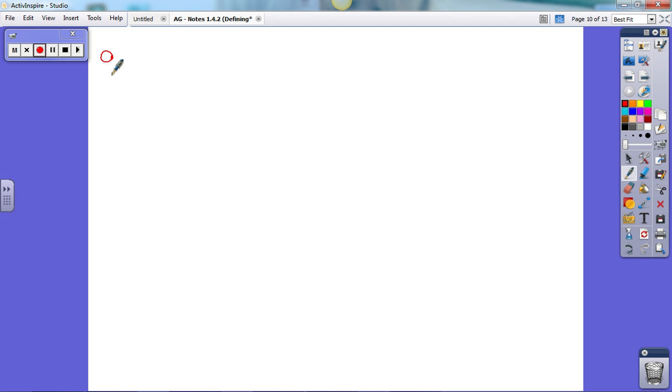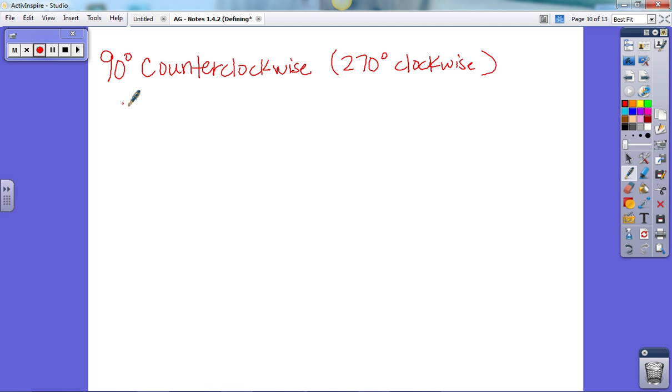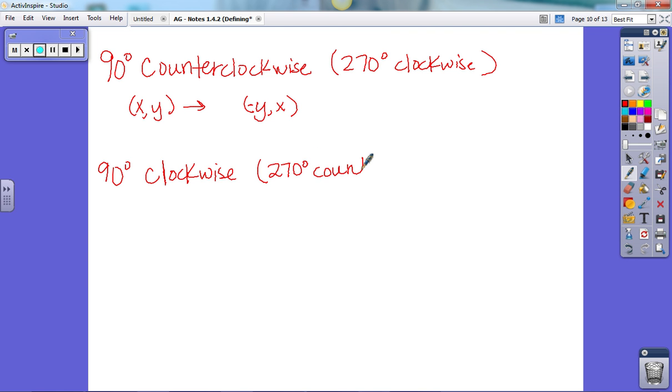rotation rules. For 90 degrees counterclockwise, which is the same as 270 degrees clockwise, if you recall, the rule for that is to take my point and to switch the order and make the first one negative. For 90 degrees clockwise, which is the same as 270 counter, I'm going to take my point and I'm going to switch the order but make the second one negative.